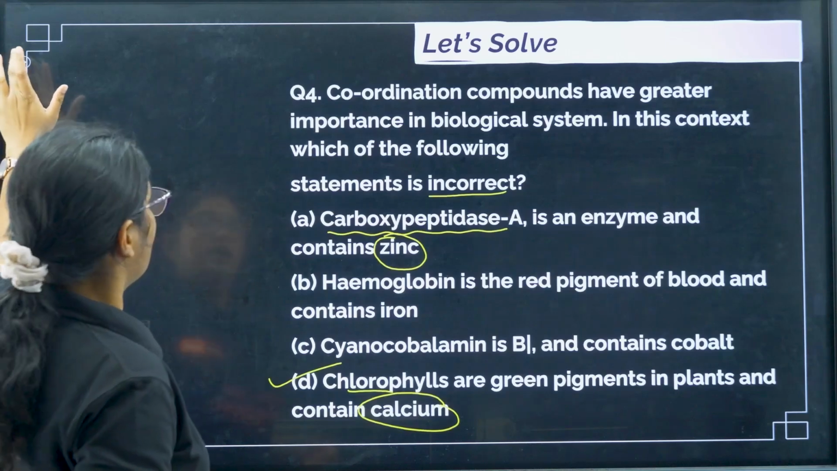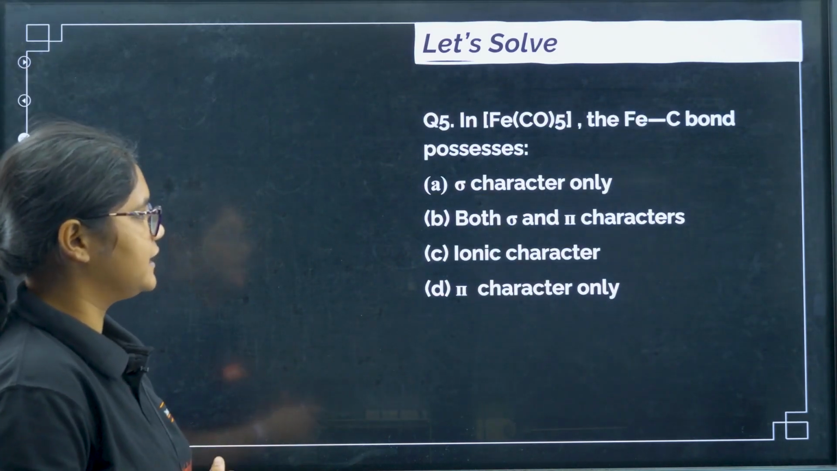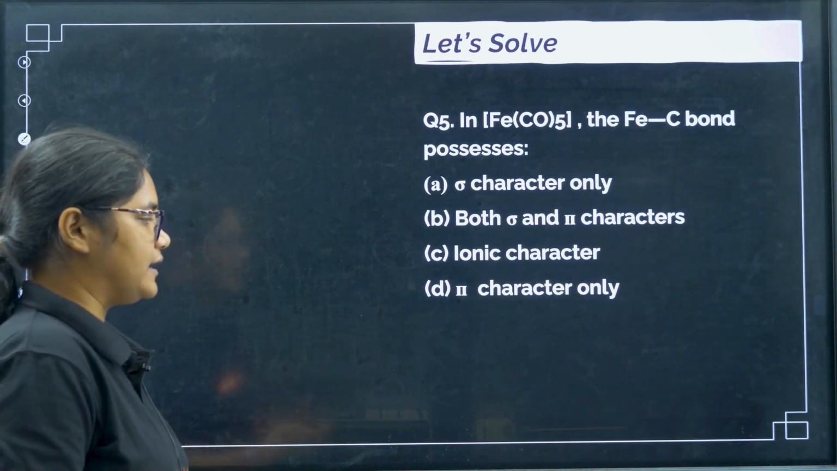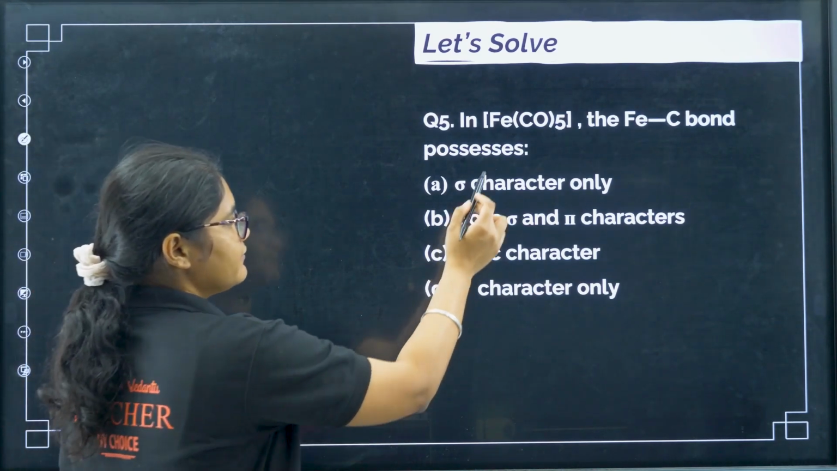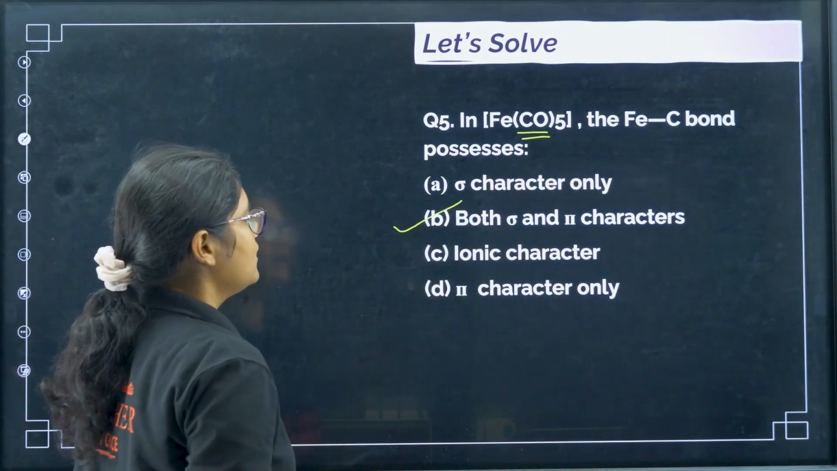Okay. Next, in Fe(CO)5, the Fe and C bond possesses sigma character, both sigma and pi character, ionic character, or pi character. You know, whenever there is a M-CO bond, it contains both sigma and pi. So that is why option number B here.